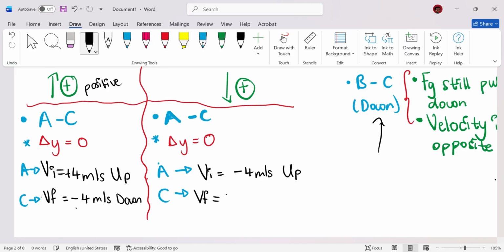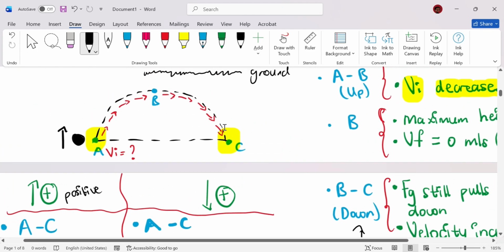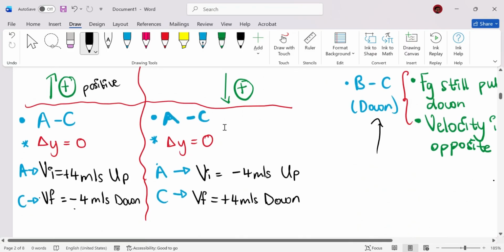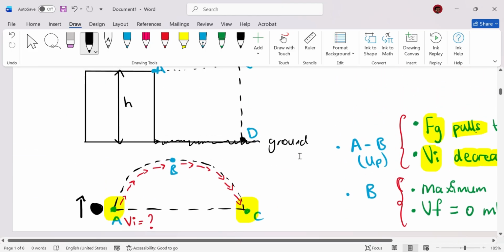That means this will be a positive 4 meters per second all the way down. Ladies and gentlemen, this is a very important point. Please make sure that you understand what is going on here. If you did not, rewind the video and listen to that part attentively. Trust me when I say it is a very fundamental point to never forget.